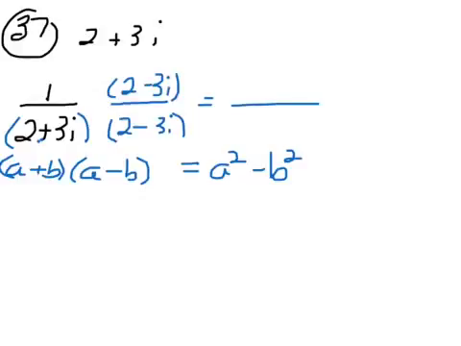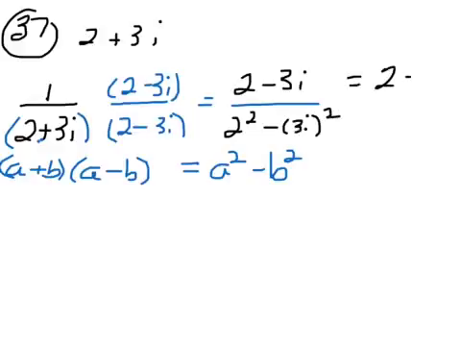Now on the numerator, 1 times 2 minus 3i is just 2 minus 3i. In the denominator, I have a squared minus b squared, where my a is 2, so that's 2 squared minus, and your b is 3i, so it's 3i squared. I'm just going to copy the numerator. 2 squared is 4 minus, now the 3i squared, I have to square the 3. 3 squared is 9, and I also have to square the i, so that becomes i squared.